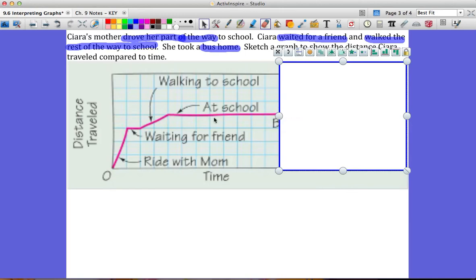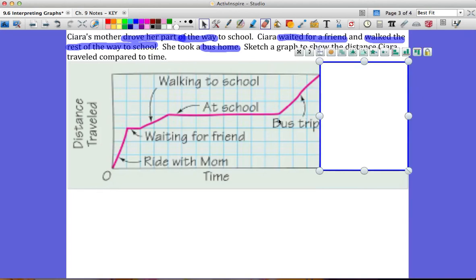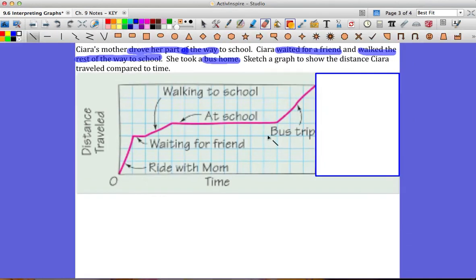And she'd spend more time at school than she spent waiting for her friend and walking to school. Think about it. You spend about 8 hours a day at school, and it only takes you about 20 minutes at most to get to school. So this waiting period at school should be much longer than your traveling time. Now, since she took the bus home, we need to be getting closer to home. Okay, so you could say that the bus trip took her back this way. I would have drawn it back this way because now she's going back home.